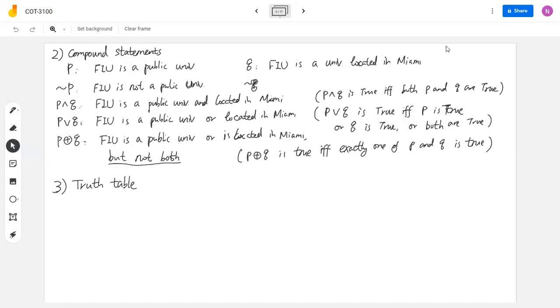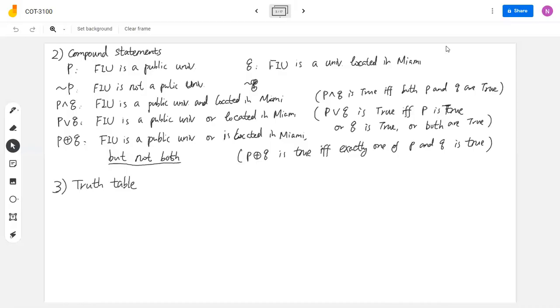If we consider all these 4 possibilities and list the truth values of their compound statements, we have a good idea of the relation between the atomic propositions P and Q and the compound propositions, for example P and Q, P or Q, or P XOR Q.